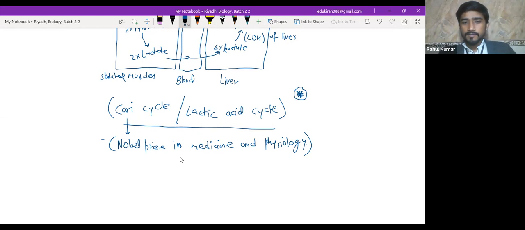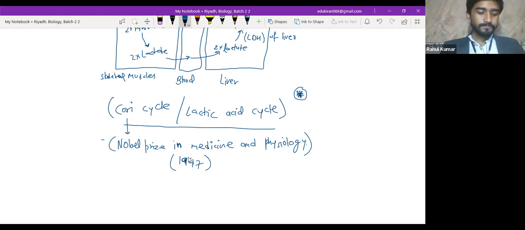And this cycle was the Nobel they got was in the year India got independence. So that's how I remember it, 1947. They got Nobel. Just write it if clear, everyone.